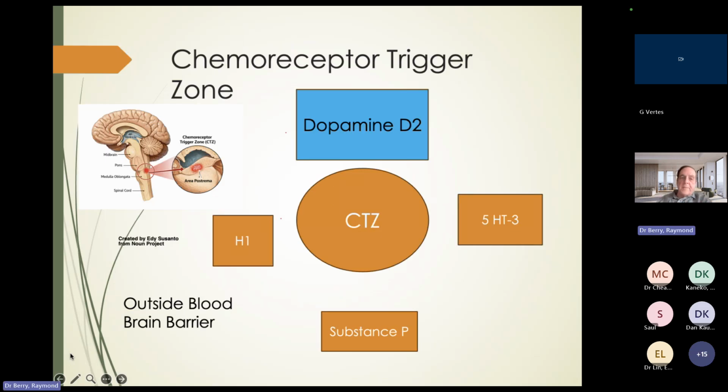So focusing back on the chemoreceptor trigger zone, this is the area that I said is outside the blood-brain barrier. There's a little diagram down in the brainstem. It's called the area postrema. Not that that's very important. It's important to know that it exists. Multiple neurotransmitters are involved with this, but again, the primary one is dopamine, and it's the dopamine 2 receptors.